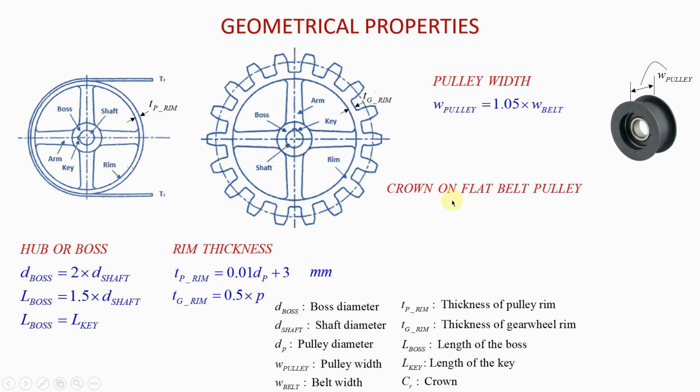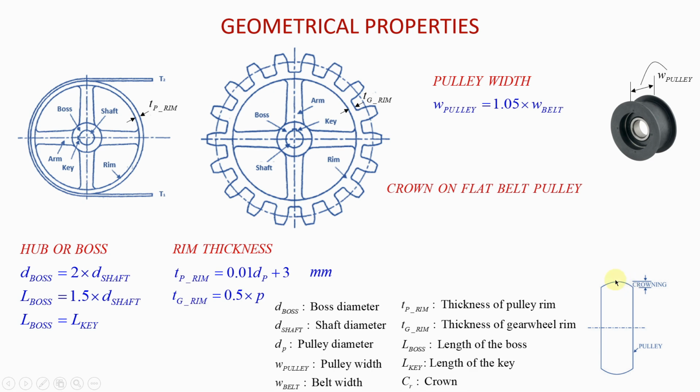And then we also have the crown on flat belt pulleys, okay, because of course when you're dealing with flat belts, sometimes the pulley will have some level of crowning. And what is meant by crowning is this, okay, so this is the pulley, I hope you can see the picture here. This is the pulley, and so you will see that on the top surface of the pulley you have some level of crowning, okay.